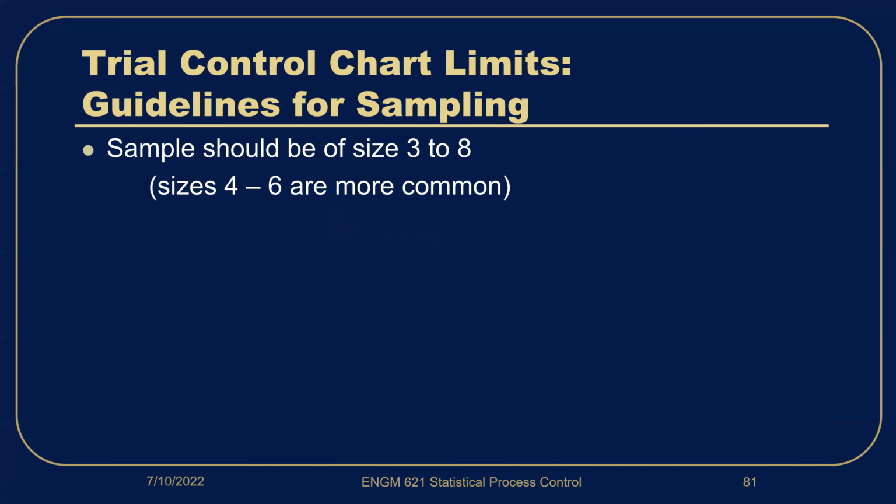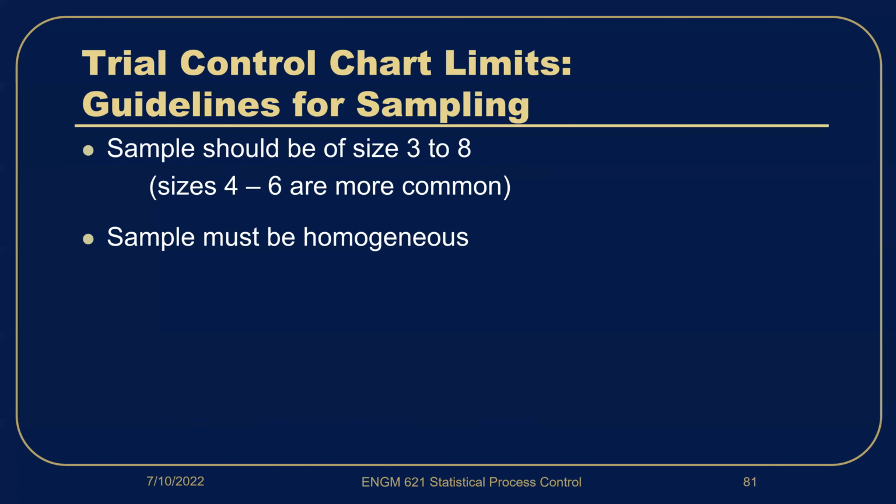To make good samplings, here are some guidelines. First, sample size should vary between 3 and 8. Usually, 4 to 6 is more common. Remember the criteria. We need to have relatively small sample size to reduce the sampling cost. Meanwhile, maintain each sample as normal distribution. So, in general, 3 to 8 is a good sample size.